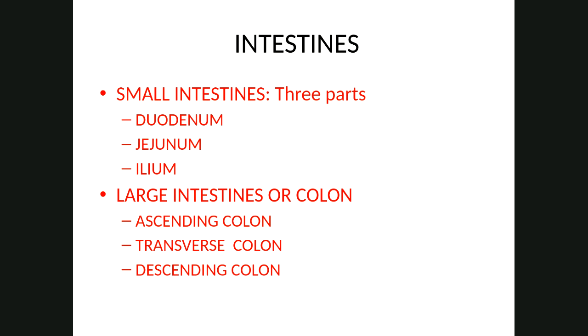Okay, let's go into the intestines. We have two types of intestines. We have small intestines and we have large intestines. The small intestines are very, very long, and they have three parts. They start with the duodenum, then they go into the jejunum, and then eventually into the ileum. The large intestine is where the ileum joins the ascending colon, goes into the transverse colon, and down into the descending colon. So let's look at that.